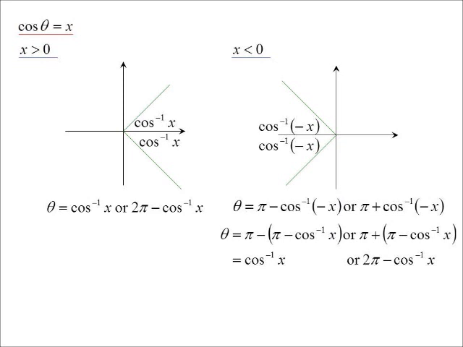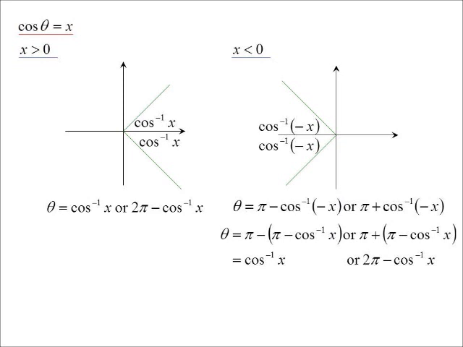So if I substitute that in, look what happens. We again get the same solutions as when x was positive. So once again, it doesn't matter. x could be positive, x could be negative, we're still going to get the same solutions. And then of course, 2 pi, we could add on to each of those.